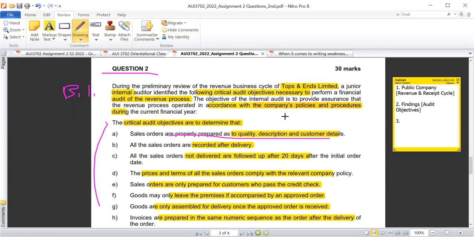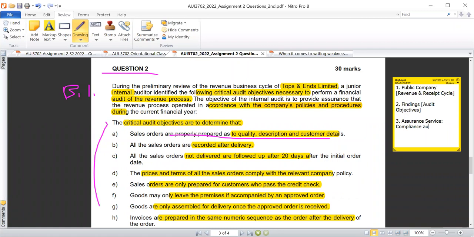The objective of the internal audit is to what? To provide assurance that the revenue process operated in accordance with the company's policies and procedures during the current financial year. So guess what? The type of assurance service, in this context, guys, is very simple. It's a compliance audit. That's exactly what is going on.